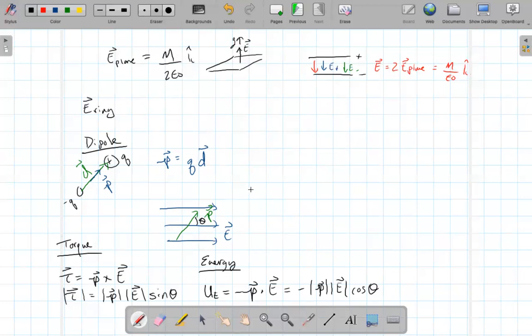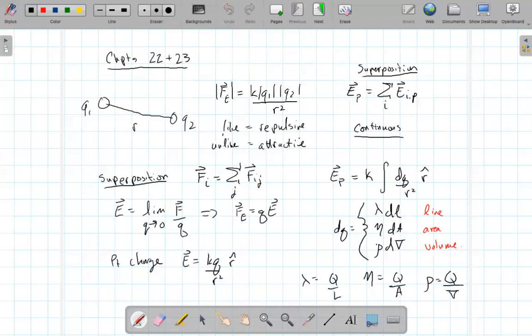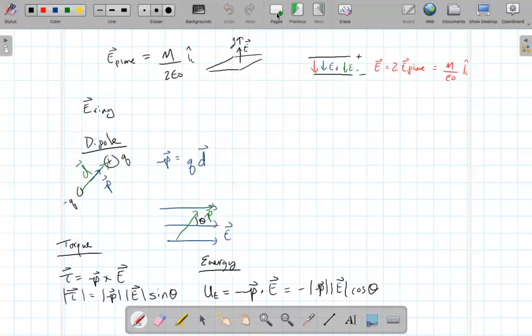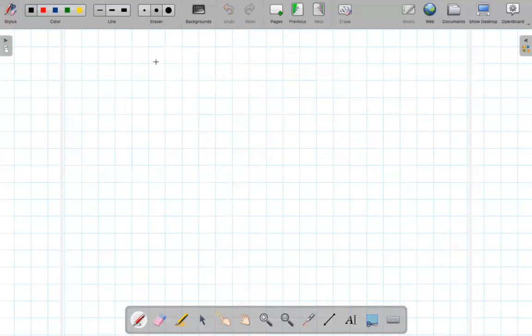So that's pretty much it. There wasn't actually too much in these chapters. Most of it was just application. So finding the electric field from continuous distributions and then doing a whole bunch of different examples for my forces, so between superposition and then this one here. So that then brings us to chapter 24.